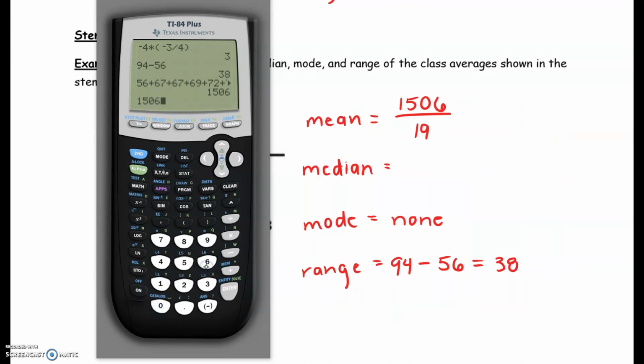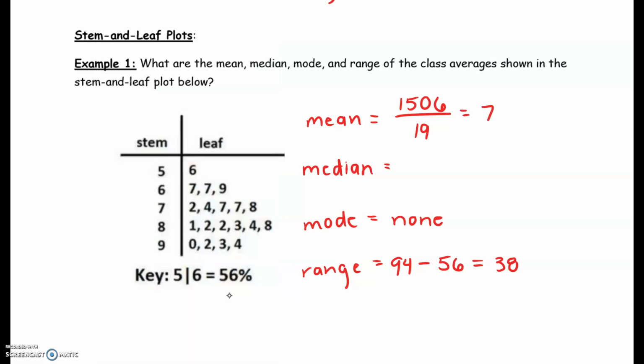So we'll take those two numbers on our calculator and divide 1506 by 19, and that will give us a mean of 79.26. Now, I did not specify any specific rounding here, so we'll just round to one decimal place. 79.3 would be the mean of our data here in the stem and leaf plot.